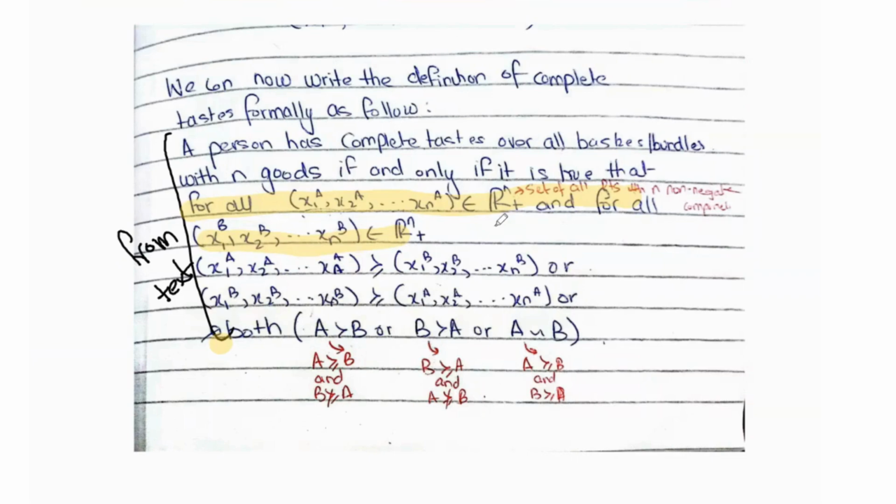The crux is that tastes are said to be complete if you're able to compare any two bundles. And by comparison, we mean that you're able to tell that one is strictly better than the other or that you're indifferent between them.